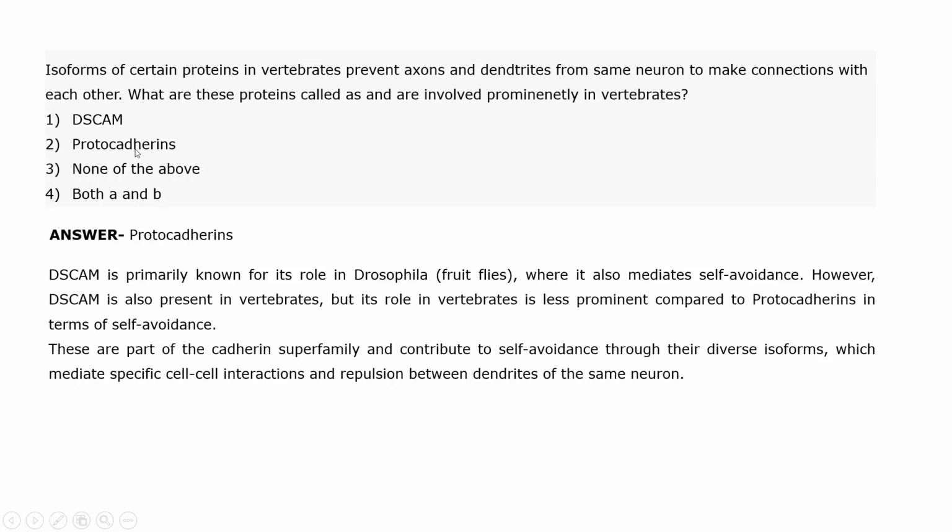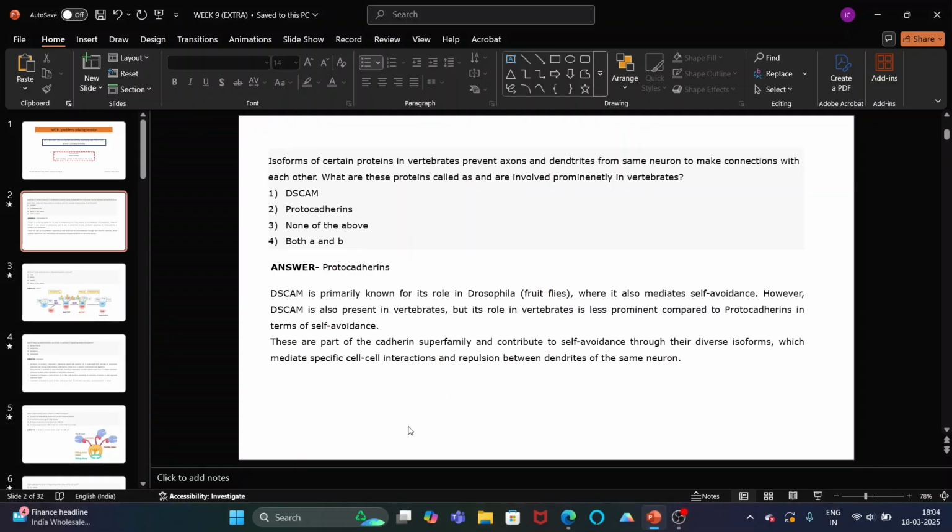From the name itself, you can see that they belong to the cadherin superfamily, and contribute to self-avoidance through their different isoforms formed by processes like alternative splicing, which can mediate cell-cell interactions and repulsion between dendrites of the same neuron. I hope this answer is clear. Does anyone have any doubt?